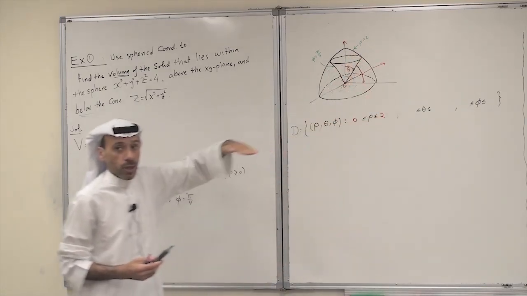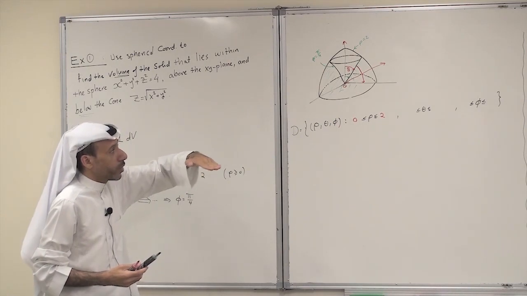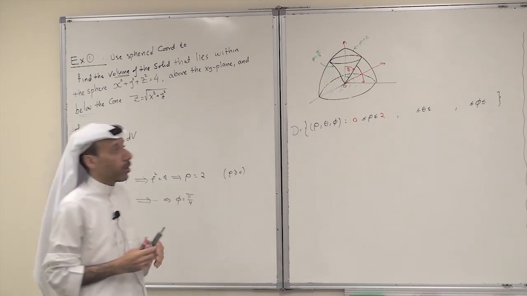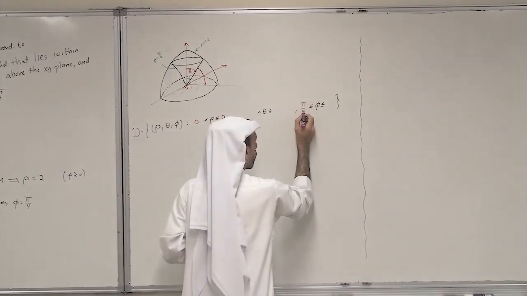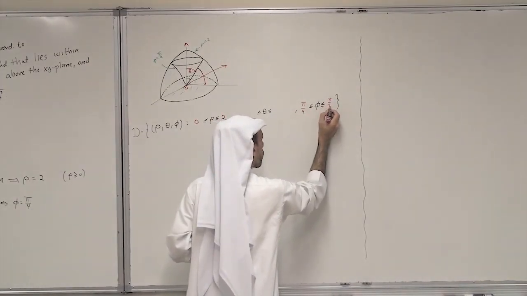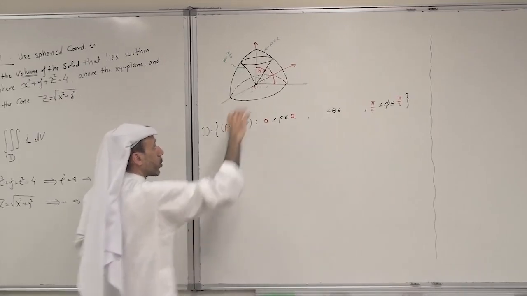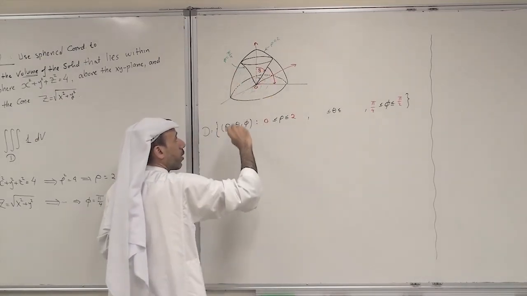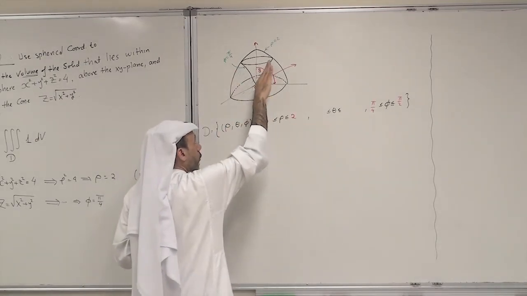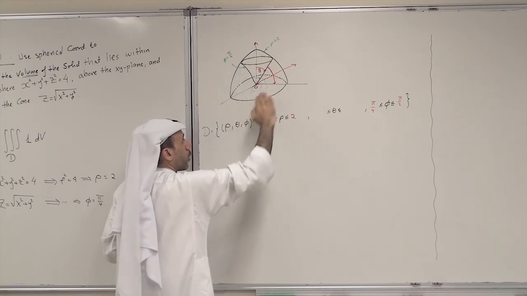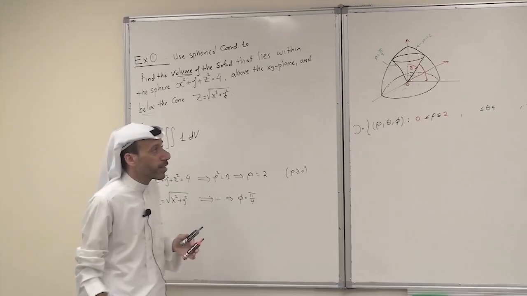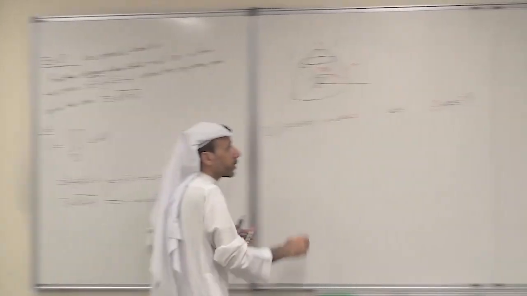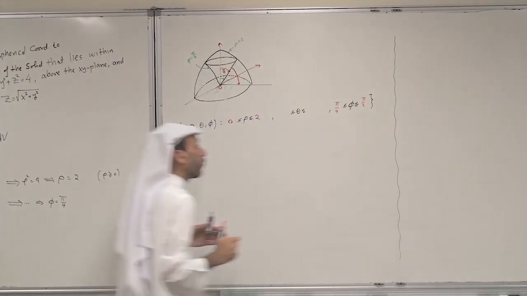What is the value of phi on the xy plane? It is pi over 2. So it goes from pi over 4 to pi over 2. Any points in this part below the cone will have phi from pi over 4 to pi over 2. Pi over 2 is the value of phi for any point in the xy plane. So these are the limits of phi.